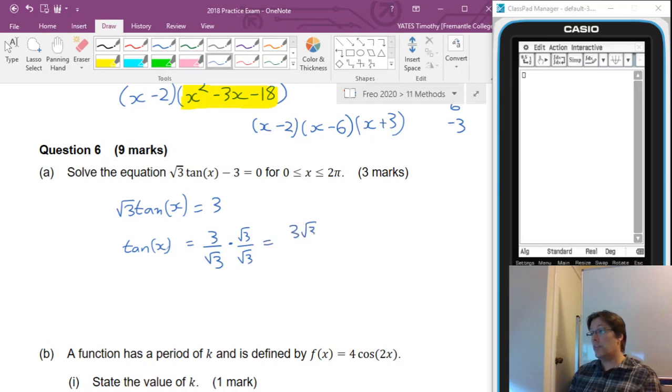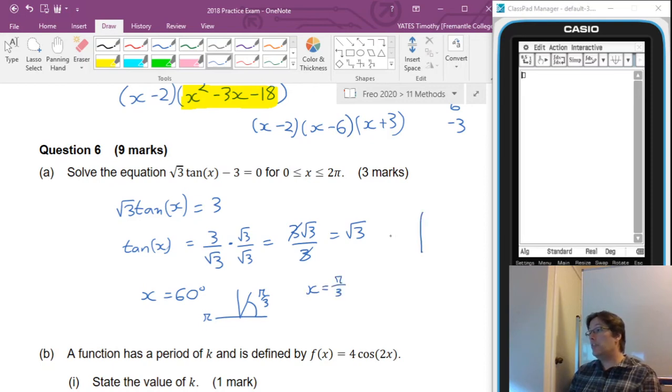That's 3√3 over √3 times √3, which is 3. These cancel out. We are left with just the square root of 3. Where is tan x equal to the square root of 3? That is the acute angle, x equals 60 degrees, or because we're in radians, remember that is 1/3 of a semicircle, which is pi. So that's going to be pi on 3. So x equals pi on 3.